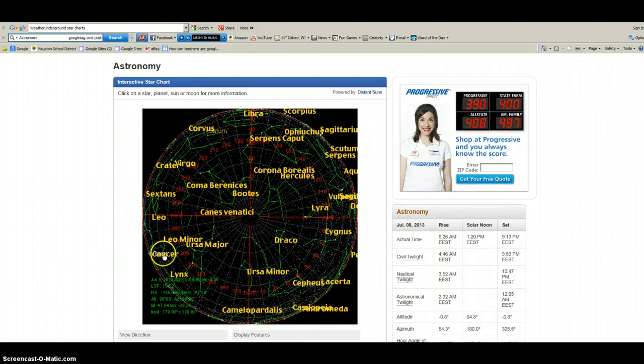And now I can look at all of these different constellations that are all through the night sky. They're labeled, and you can do this on your computer like I'm doing or on your Android.